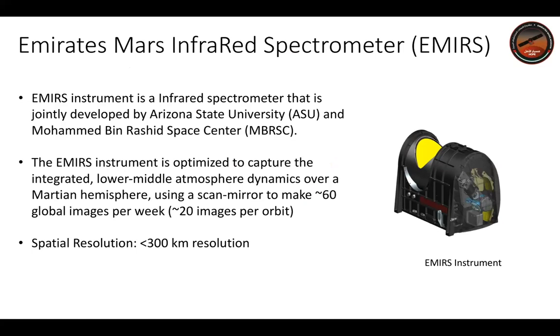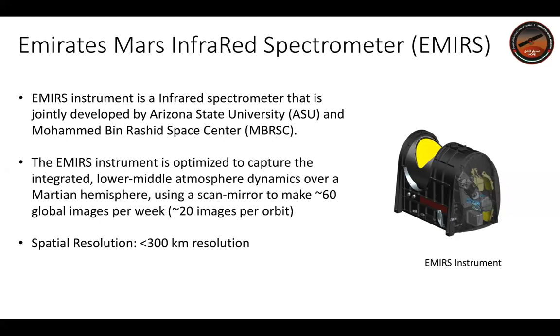Okay. So the EMIRS instrument stands for Emirates Mars Infrared Spectrometer and is developed by Arizona State University and Mohammed bin Rashid Space Center. The spectral resolution of the instrument is equal to 5 centimeters, and the spectral range is from 6 to 40 micrometers, while the spatial resolution is from 100 to 300 kilometers.